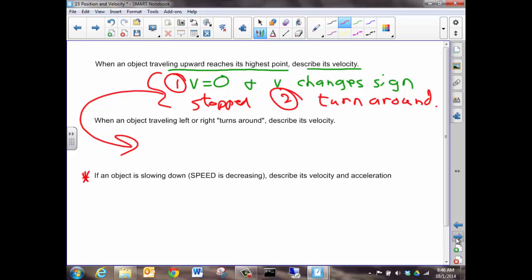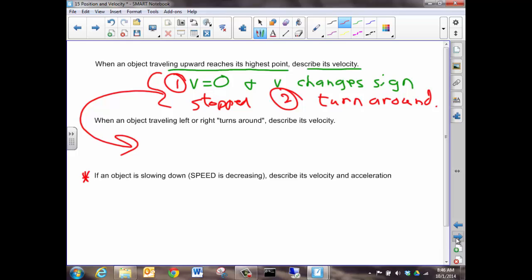Let's just think in one direction. I'm running this direction, and I'm slowing down. Describe my velocity and describe my acceleration. Velocity will always be positive, and acceleration. Is it slowing down?